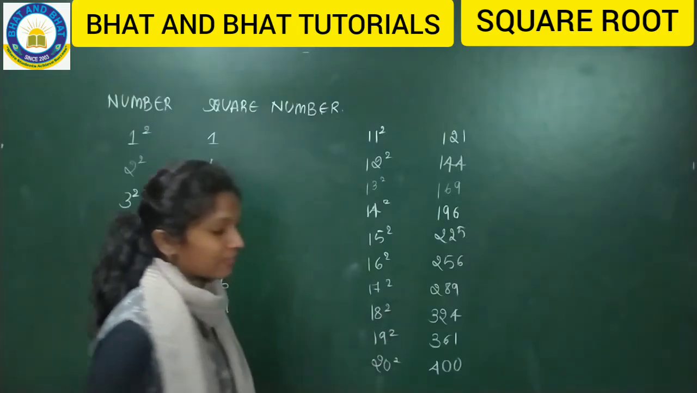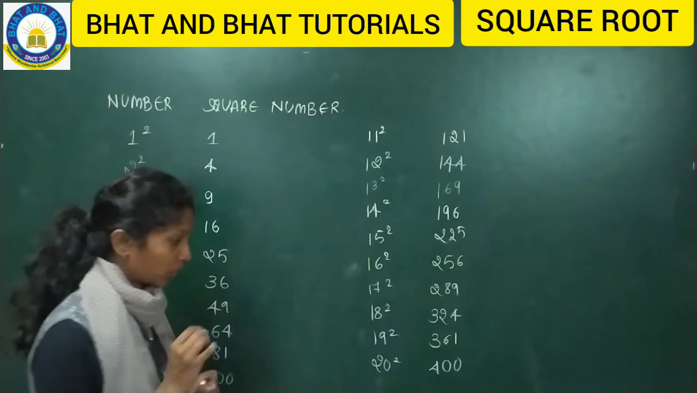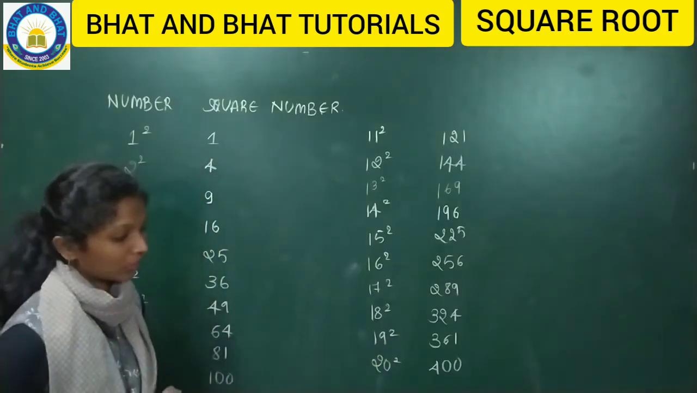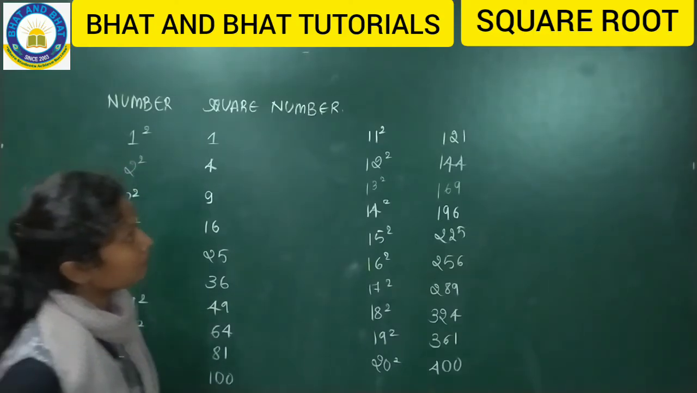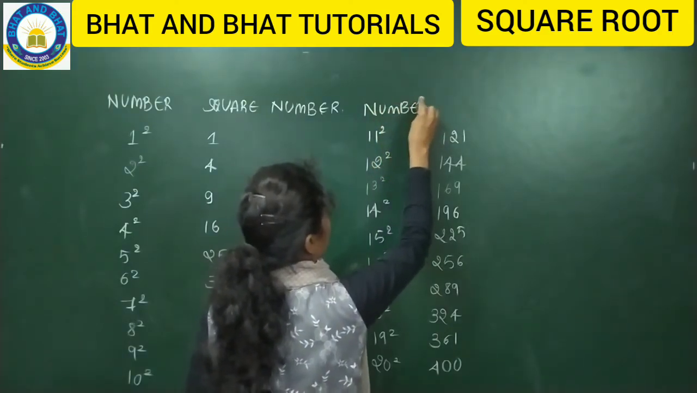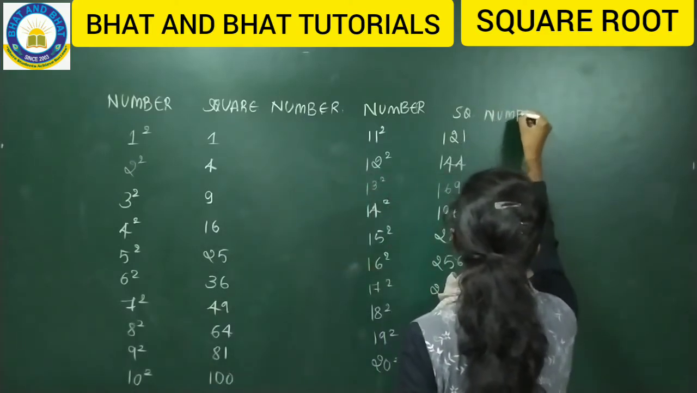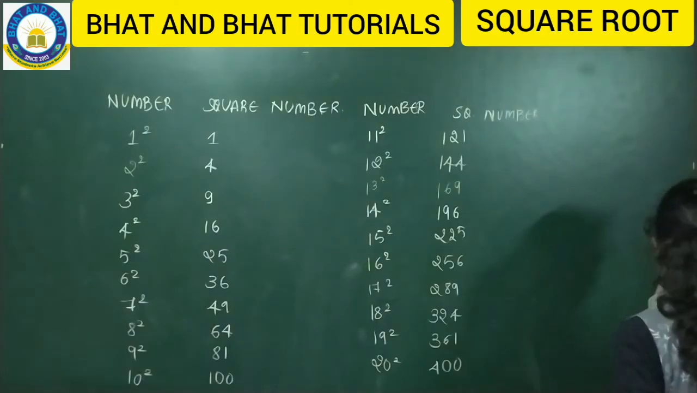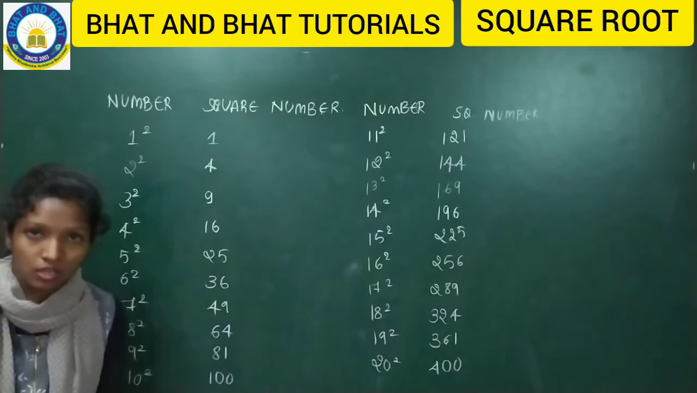18 into 18 will give you 324. 19 square, that is 19 into 19, will give you 361. 20 square, that is 20 into 20, will give you 400. So this is your square number, which is very important. You must know it. Once you know it, we can move on to the problems very easily. So copy down this.